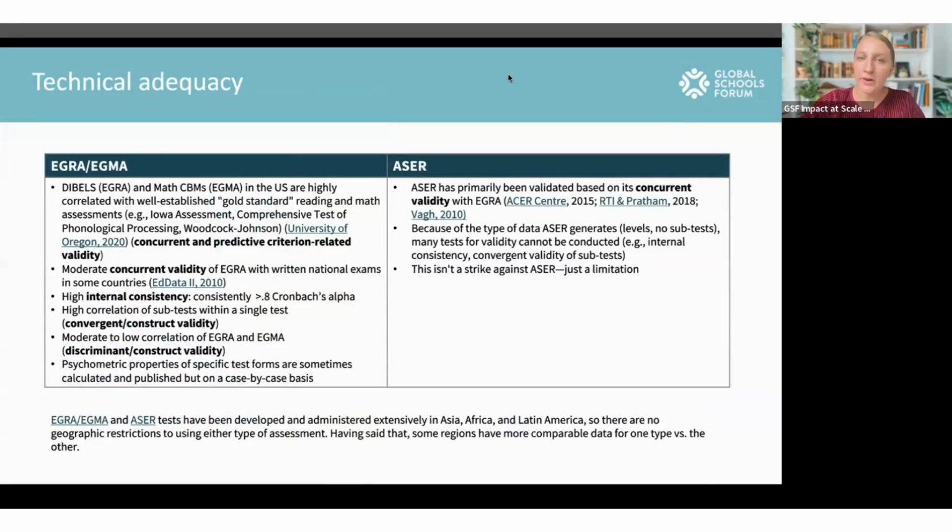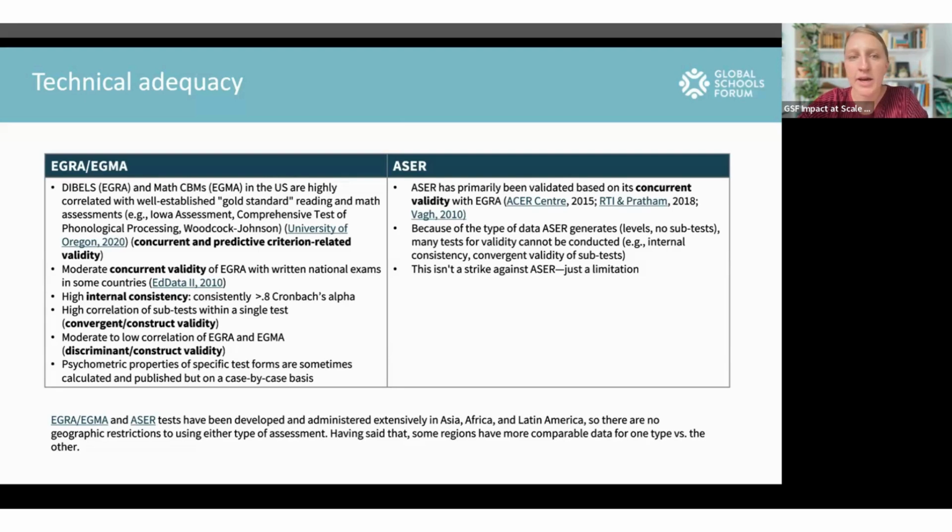So now to go back to EGRA-EGMA and the USER frameworks to connect it to what Ekaterina was explaining about validity and reliability. This is what we mean when we say that these frameworks are technically adequate. EGRA and EGMA, or the basis of them, was developed in the US, where they were found to be highly correlated with gold standard reading and math assessments, including the ones listed here. So these are very comprehensive assessments that usually take 45 minutes to an hour to administer, but they found that using this format was able to predict those scores really well.